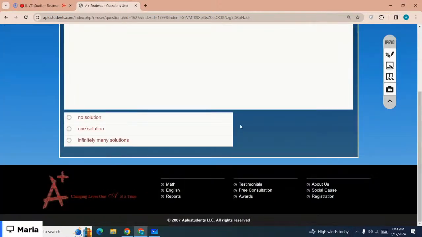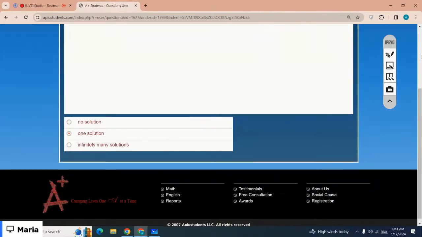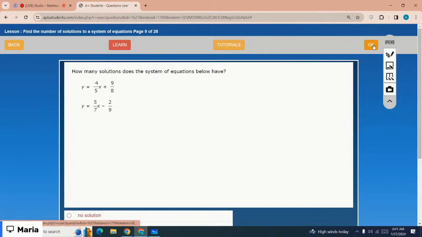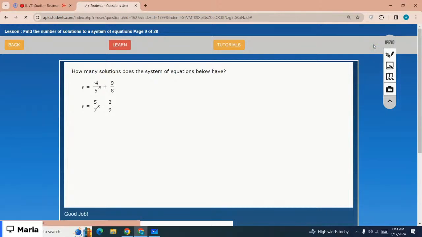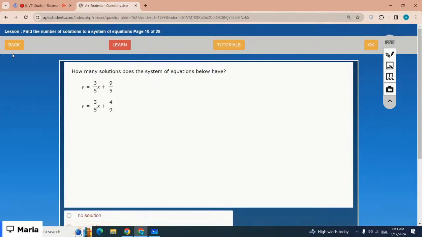The correct option is one solution, right? The system has different slopes and different y-intercepts, so the system has one solution, right? Okay, you can complete the lesson by yourself later today.